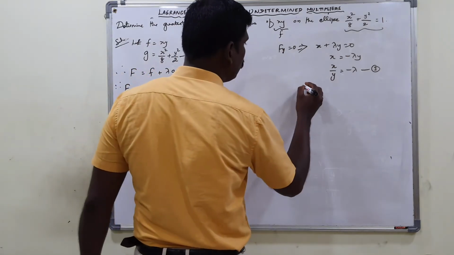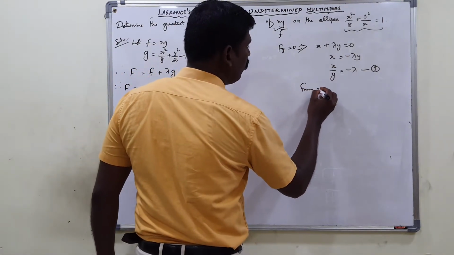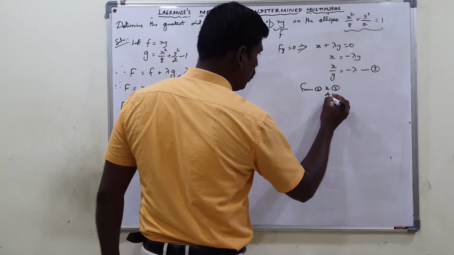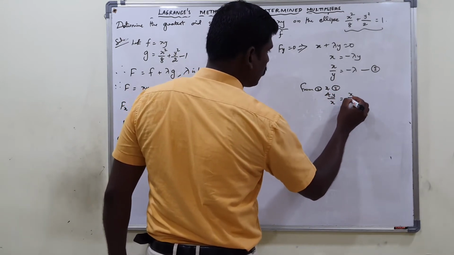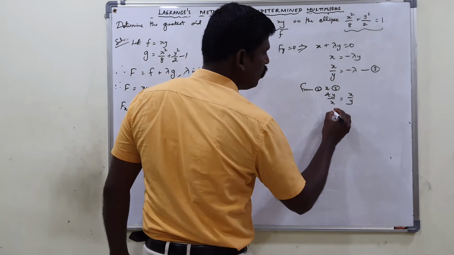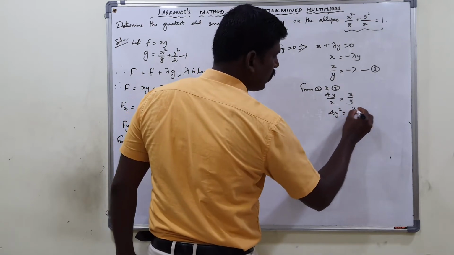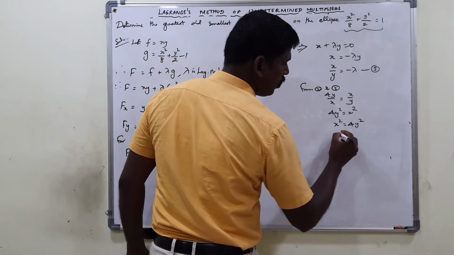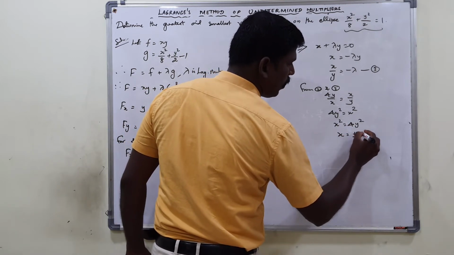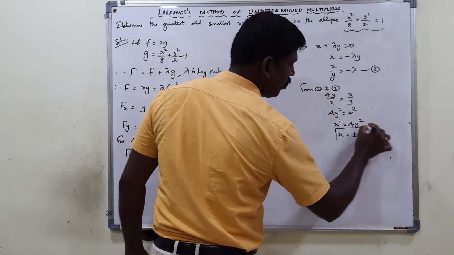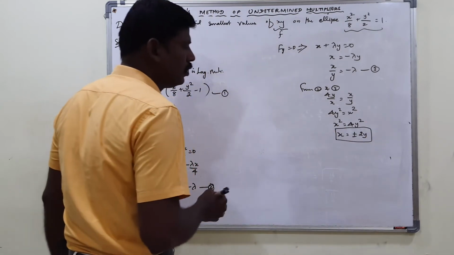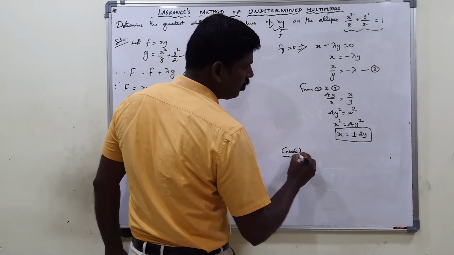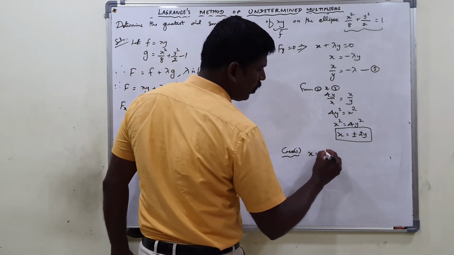From 2 and 3, 4y by x equal to x by y. So 4y square is equal to x square. So x square is equal to 4y square. So x is equal to plus or minus 2y. So case 1. Take x equal to 2y.